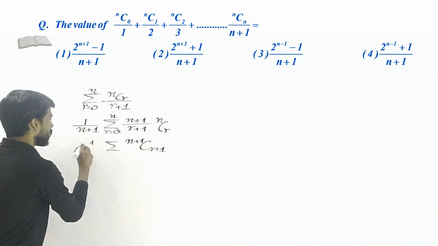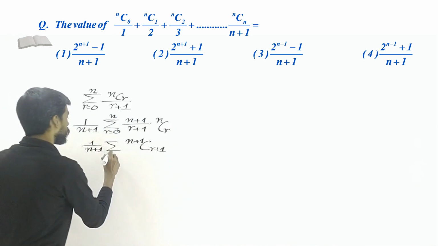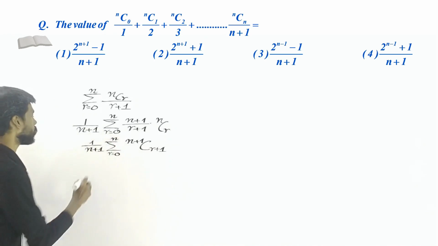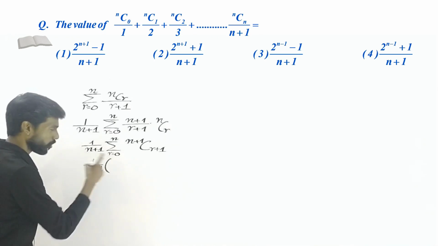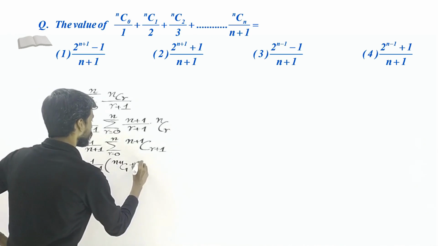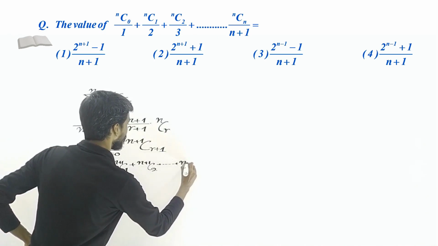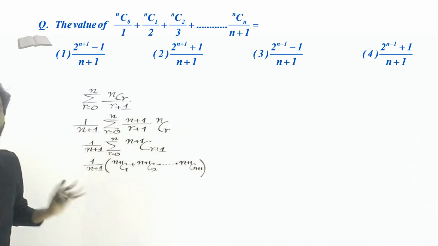So 1 divided by n plus 1, where r is from 0 to n. Now directly substitute, that is the sum of all binomial coefficients, right? So n plus 1 C1 plus n plus 1 C2, etc., last n plus 1 C n plus 1. So this is the sum of all binomial coefficients.